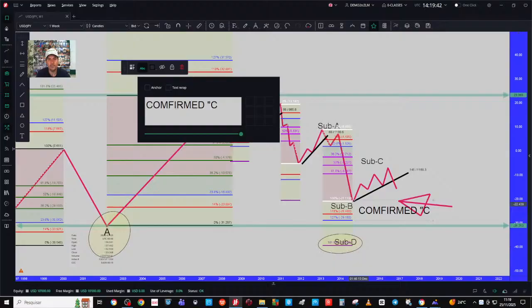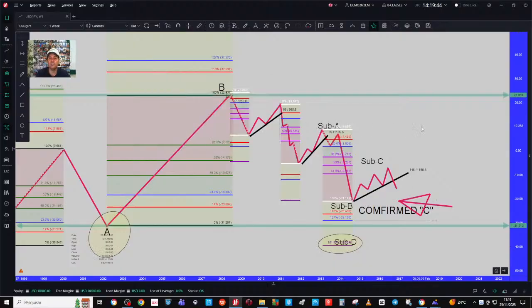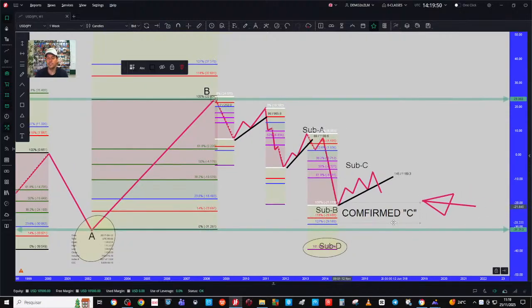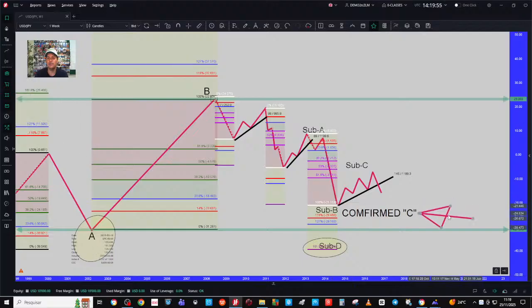C. Okay, everybody? Now, what does this mean, the confirmed C? The confirmed C means that once the market finds the confirmed C, there is an 80% chance that the market is going to go back up and never turn back down again. Make sense?